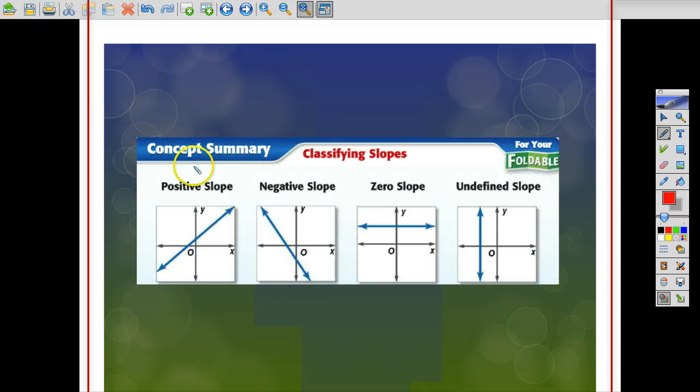Okay, welcome back. Here's a concept summary. Whenever you have a line going to the top right side, it's a positive slope. Whenever you go to the top left, it's going to be a negative slope. Going sideways is 0 slope. Up and down is undefined slope.